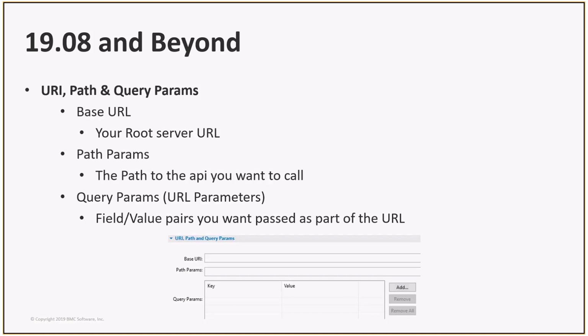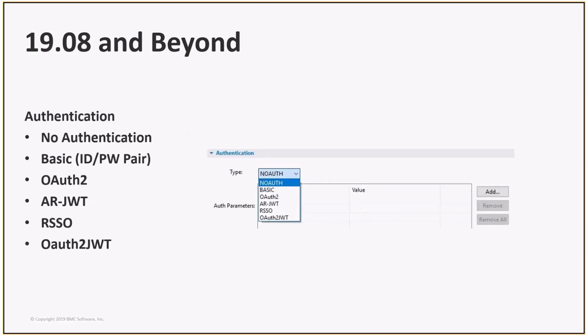Your URI is going to be the base URL of the service that you are wanting to talk to. The path parameters are going to be anything past the base that you're going to be using to connect to this service. And I'm going to be doing a demo and giving some examples a little bit later in this presentation. And your query parameters are key value pairs that you want passed as part of the URL. Authentication. As I mentioned, REST is kind of the Wild West of integrations.